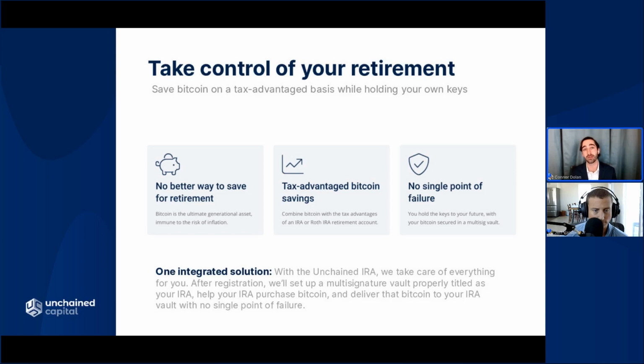Then you can transfer over dollars from an existing IRA, roll over dollars from an old 401k, or send in an annual contribution check or wire for your annual contribution. We'll take your retirement dollars, convert them into Bitcoin through our trading desk, and deposit them into your IRA vault for long-term storage. The end result is real Bitcoin in a tax-advantaged IRA that you control the keys to. It is truly one of a kind, the only product in the space that allows you to do this in a standard IRA.